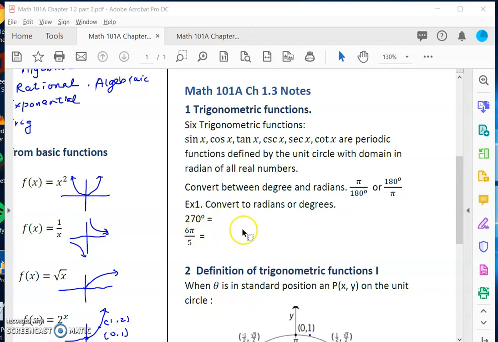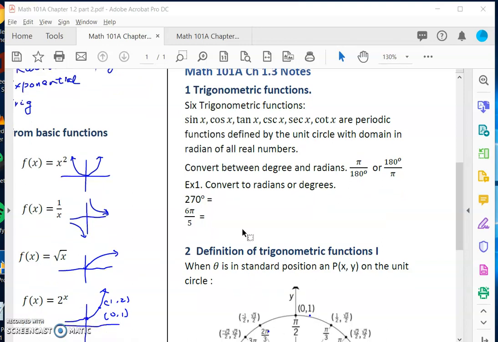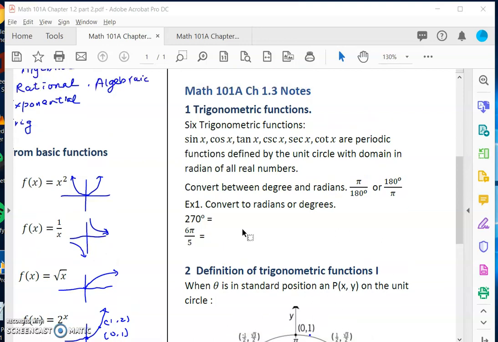Hello, in this video we are going to do chapter 1.3 part 1 of trig functions. In this video we'll talk about how we can evaluate trig functions, maybe solve trig equations, and go through some identities.